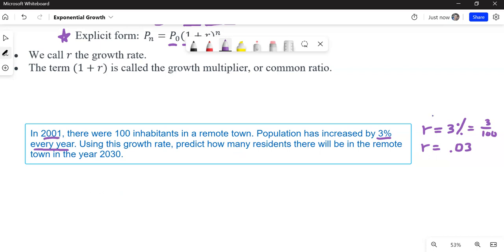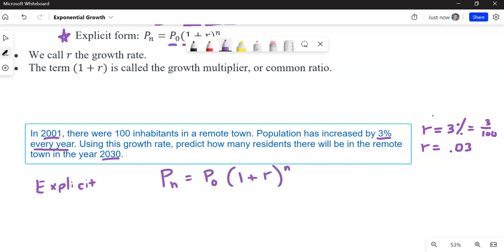So your time elapsed is also very important. So we'll use the explicit form. And the reason I want to use the explicit form is because I don't want to calculate the growth in every single year along the way. I just want to jump from the year 2001 to 2030. So our explicit form is that our population at any state, here's the formula again, looks like this.